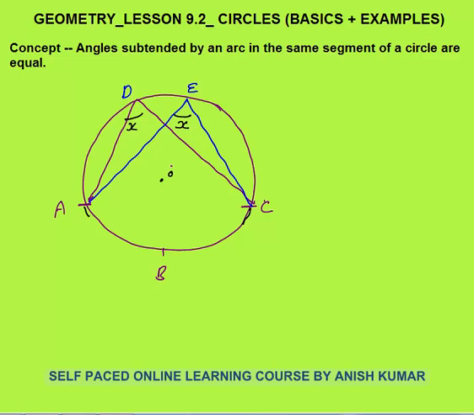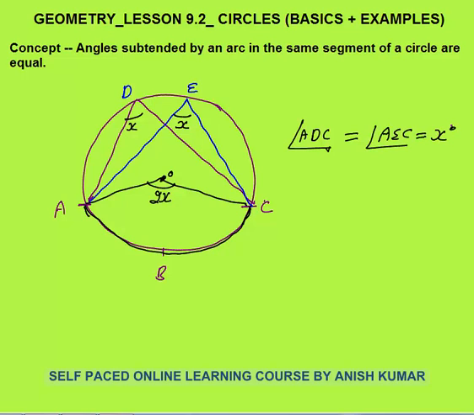Let's take the center as O. Now the angle subtended by an arc at the center is double the angle subtended by the same arc at any point of the circle. So this angle will be 2x. The arc ABC is making angle 2x at the center. So by this property, the same arc is making angle x here, and the same arc is also making angle x there. So angle ADC will be equal to angle AEC, that is equal to x degrees.